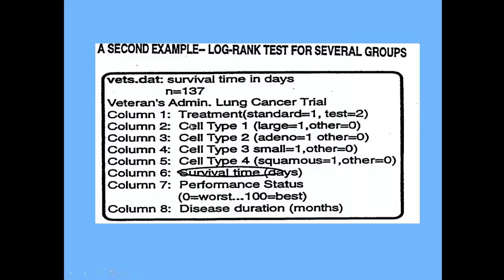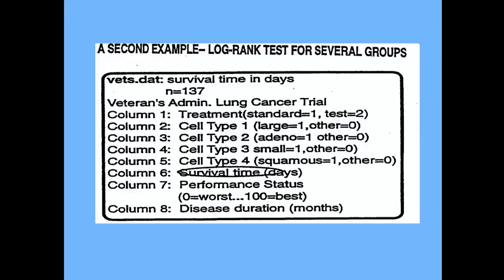And the subjects in the study have different kinds of cancers. They either emphasize large, adeno, small, or squamous. There's 4 different types of tumors that they can have, I should say. This is a variable with 4 categories. If you wanted to actually fit a model with the 4 categories, what would you have to do? 3 dummy variables for the 4 categories.